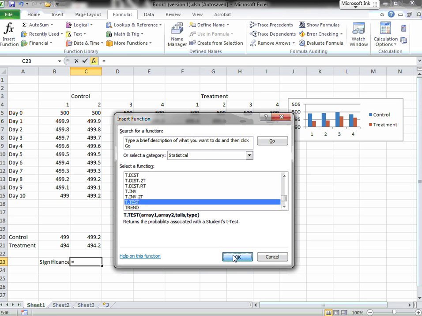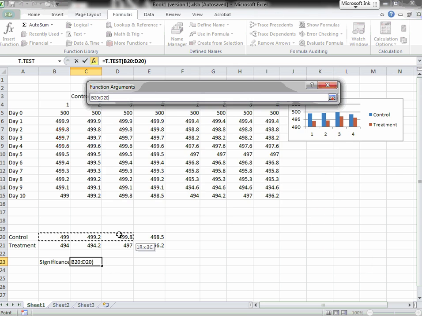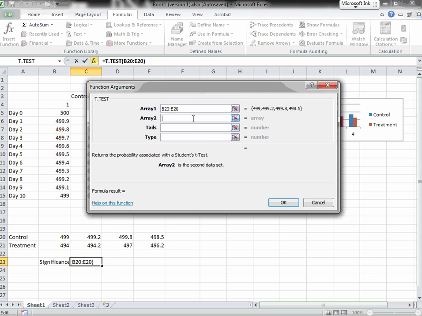So we like that. We'll go t-test. Array 1 is our control group. Array 2 is our treatment group. For the tails, in this case, let's just put in 1. We'll describe what those mean later. And we have different types here. We have a paired type, or 2-sample equal variance, or 2-sample unequal variance.